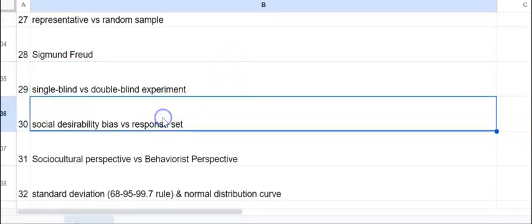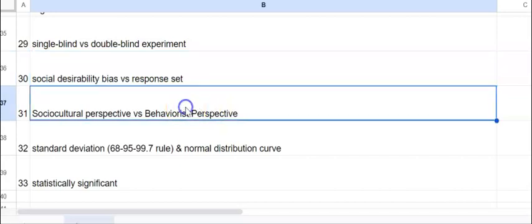Social desirability bias versus response set. These are both problems that could appear on a survey. Social desirability bias is a type of self-report bias in which the person responds in ways that make themselves sound better, that maybe they say, I have never lied, or I'm more honest. A response set is when a person responds the same way to every single question. So if we have agree, disagree, strongly disagree, and everything they put is strongly disagree, it appears that the person didn't read all the questions, that they just went down the row and bubbled in, and that is a response set.